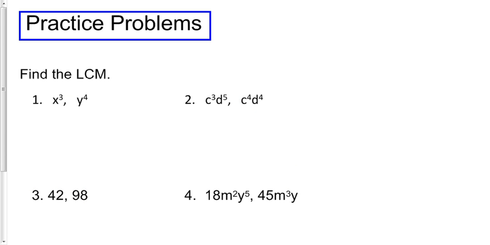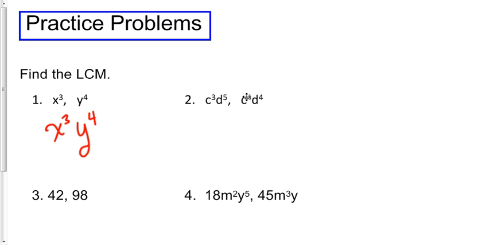All right, here are a couple problems for you to practice on your own. If I have x to the third, y to the fourth, what's the smallest thing that both will divide into? Notice that the bases are not the same. Well, x to the third will divide into x to the third. y to the fourth will divide into y to the fourth. So the smallest thing that these both will divide into is x to the third, y to the fourth. Remember, I want to choose the highest exponent here.